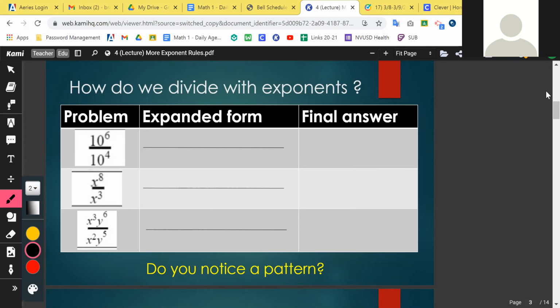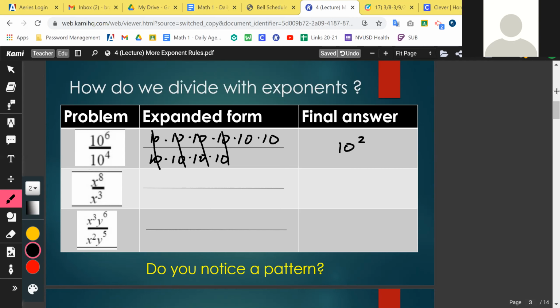Again, we're going to start out by writing the expanded form, and then we're going to try to generalize a shortcut for how we can get from the problem to the final answer without having to do all that work in the middle. So 10 to the 6th, if you remember, just means 10 times 10, but we're doing it 6 times. So it's 10 times 10 times 10 times 10 times 10 times 10. On the bottom, we have 10 to the 4th, so that's 10 4 times. And then we can cancel things out. If you have the same number on the top and the bottom, they cancel out. And we have 10 squared left over.